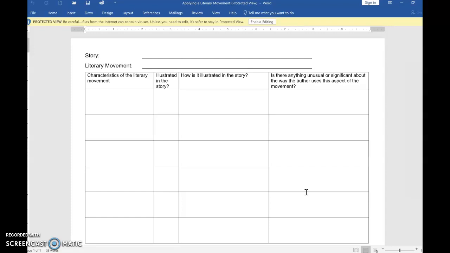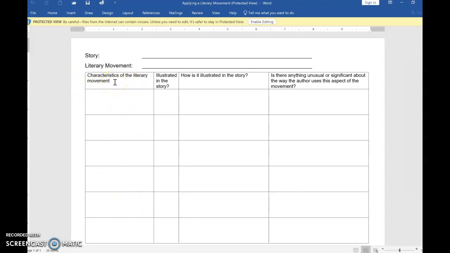So first, determine which of those literary movements best fits your story. Are you going to argue just overall that it's this overarching realism story? Or are you going to drill down and argue that it's more specific to the pessimistic naturalism movement? Or perhaps that it's a local color type of regionalism story. So then what you would do is you would look up characteristics of that literary movement.